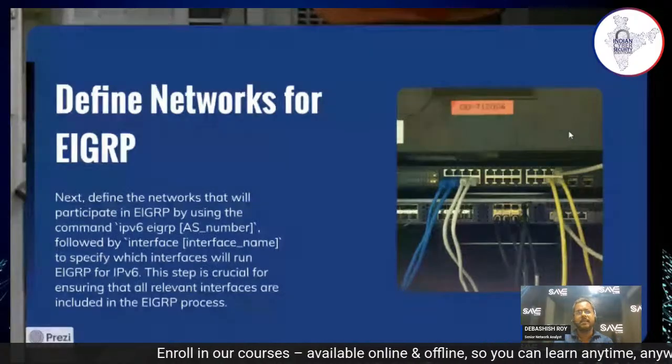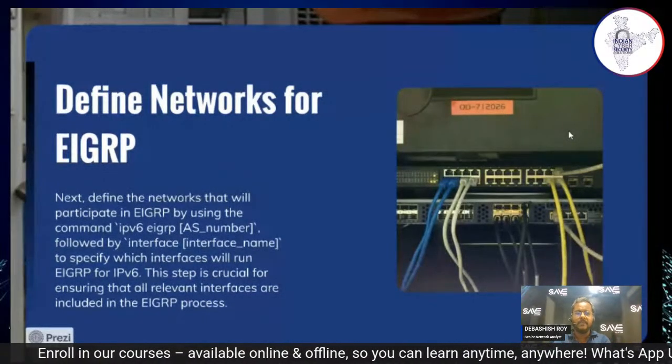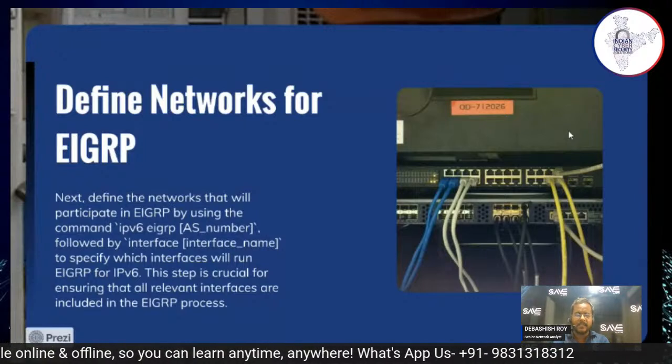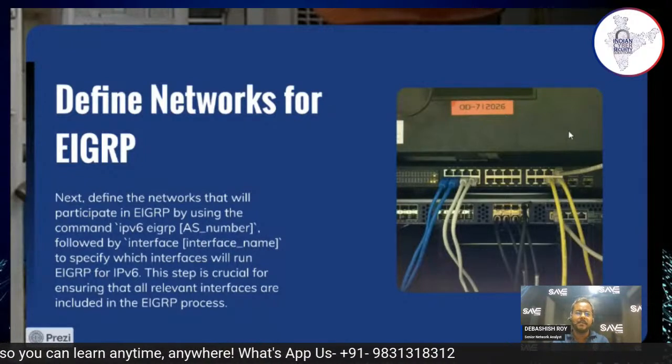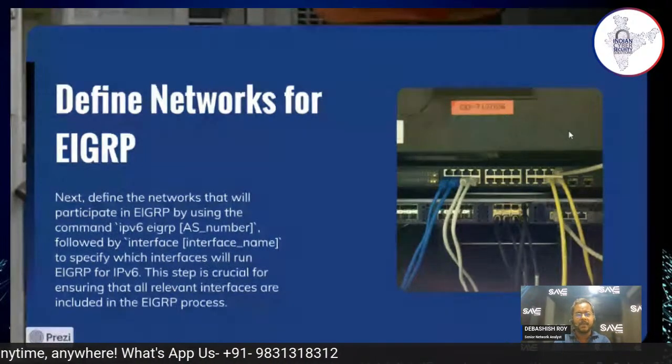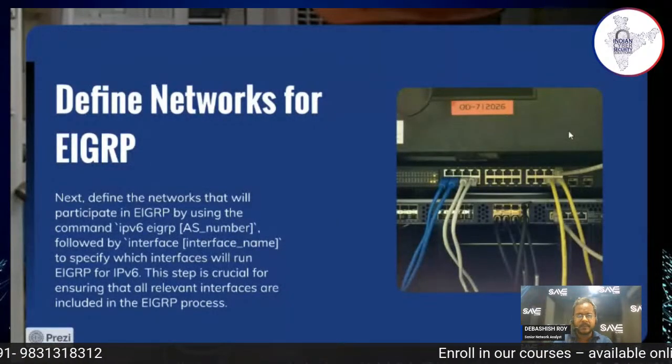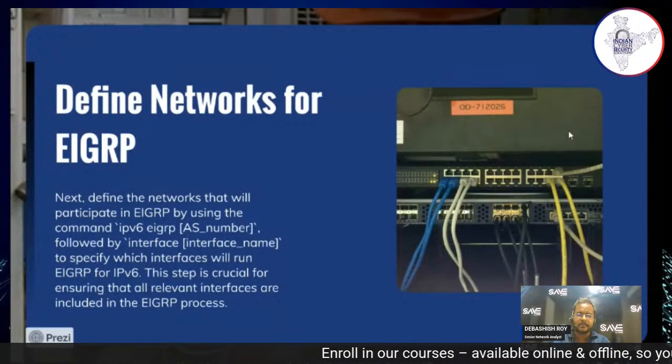Like, say, in the case of IPv4, what do we do? We give the network command, but here we do not give that. You enter the IPv6 EIGRP and the AS number, and right there, you follow it with the interface name and the interface. This step is crucial for ensuring that all relevant interfaces are included in the EIGRP process.